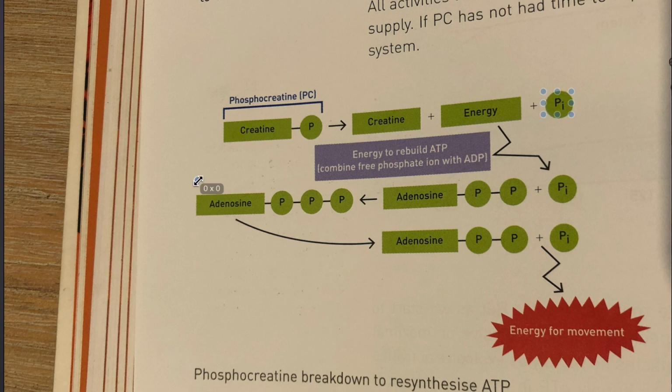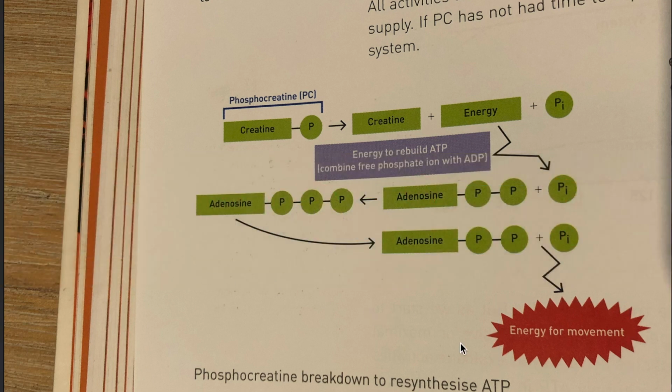So we had adenosine triphosphate. The adenosine triphosphate became adenosine diphosphate and the inorganic phosphate when we used that energy for movement. So now if we put the energy between the creatine and the phosphate bond back into this gap in the ADP and P, we'll notice this arrow says that it becomes ATP once again, and we can use that ATP for more energy for movement.